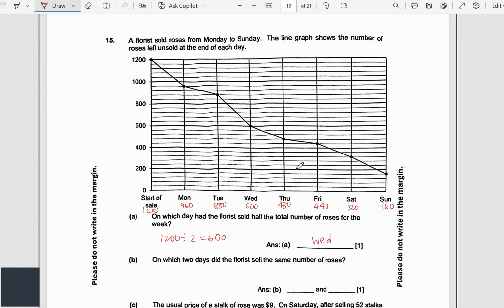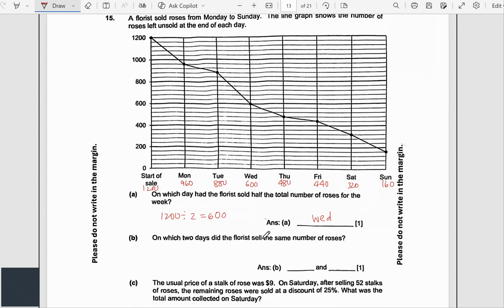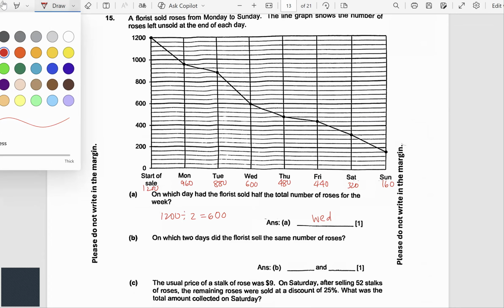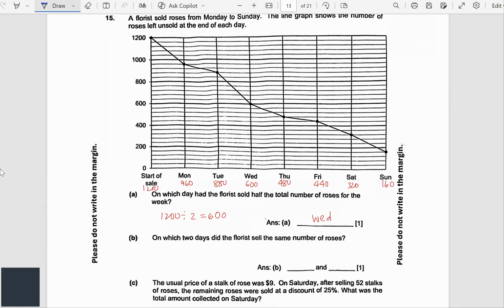So by Wednesday, it would have already sold half of the total. Which 2 days did the florist sell the same number? To find what the florist sold, you need to find the difference between what's left. Okay, so from the start to Monday, the difference is 140. Like you take the first minus the second.